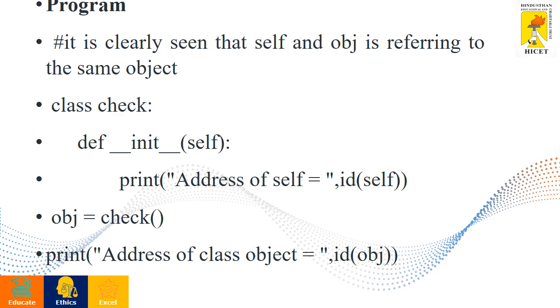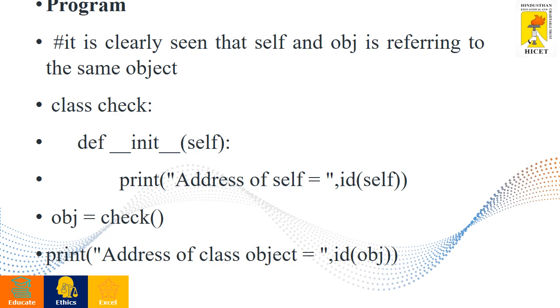In this example, in the constructor we refer to the keyword self. We are printing the ID of self. Whereas outside the constructor there is an object. We are creating an object for the class Check. So for obj, we are printing the ID of obj. Both should be the same. Outside we are referring to the object, inside we are referring to self. So self also refers to the same obj.